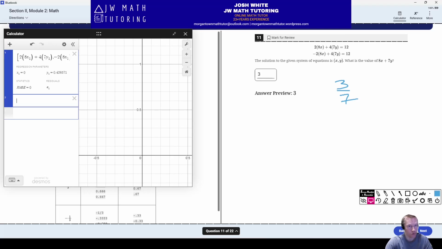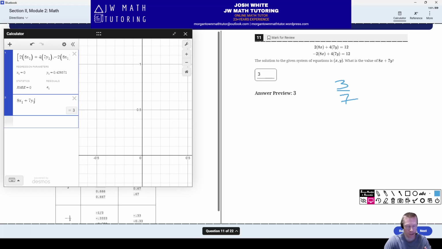Okay, these are stored as the exact values. Even though y1 shows you the same number that you had when we clicked on the point, it's actually the exact value of 3/7. And here's how we know that. Now I'll do 8x1 plus 7y1. It gives me the exact answer of 3. This is the answer you're supposed to get.